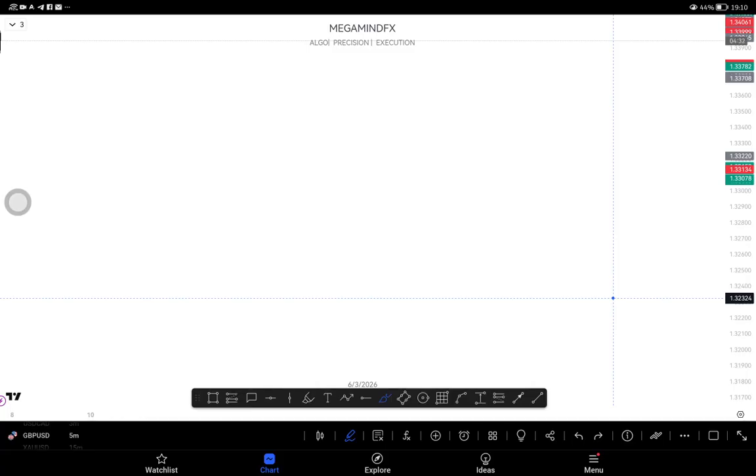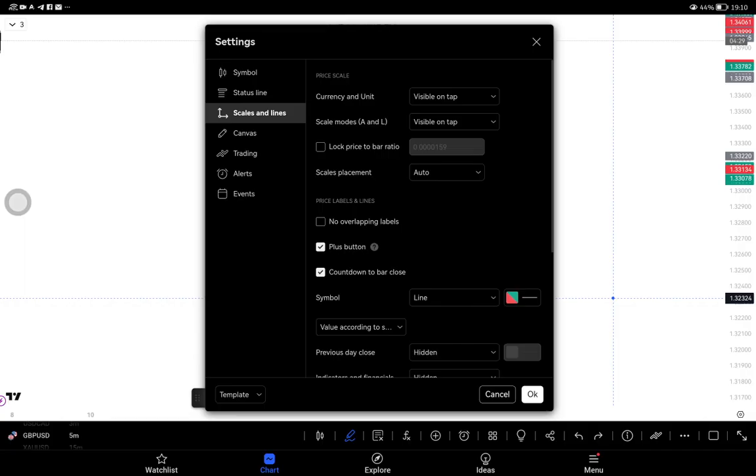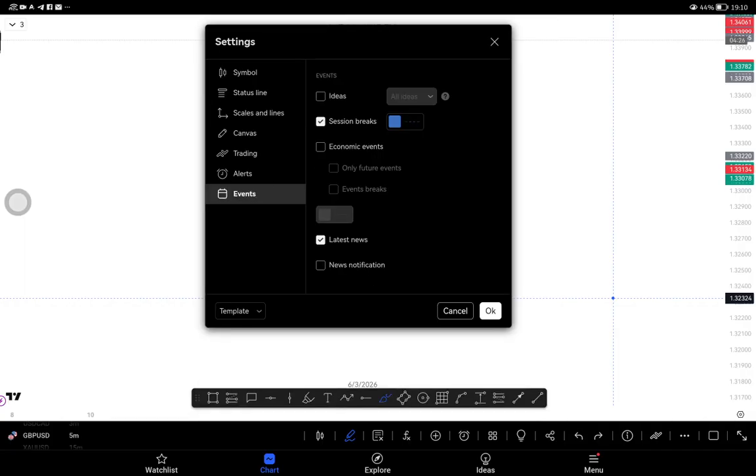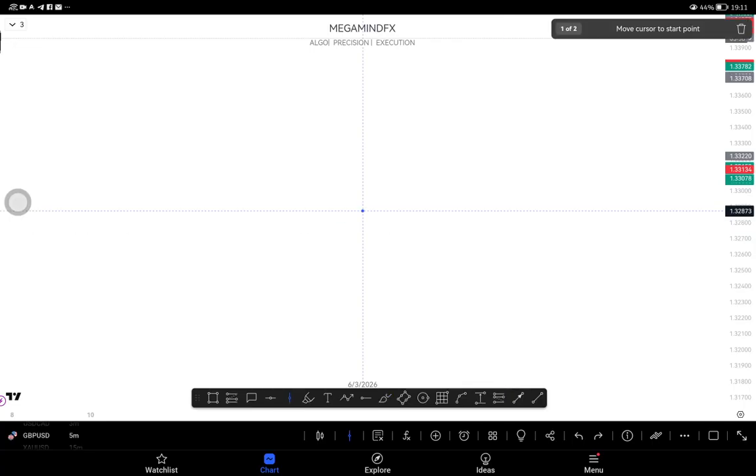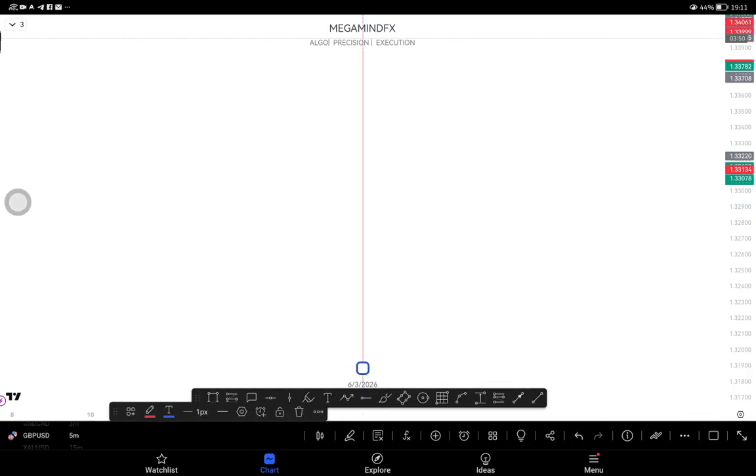So just go to your settings, go to more settings, go to events. You see session breaks. So when you toggle it on, you find this vertical line on the charts. I'll show you guys pretty much later. It is the end of every session, every day. You see the lines appear especially at the end of spread hours. So I want to represent that line with this. So this is our session break.